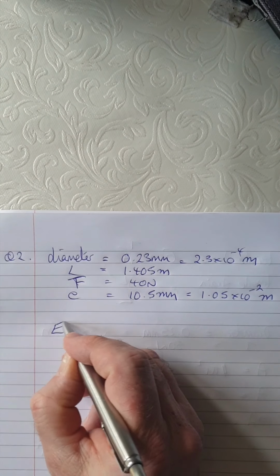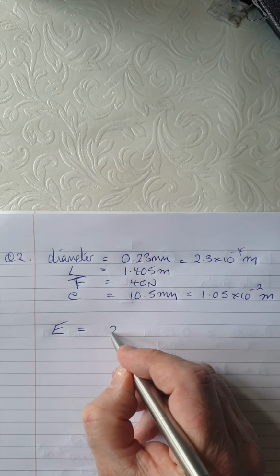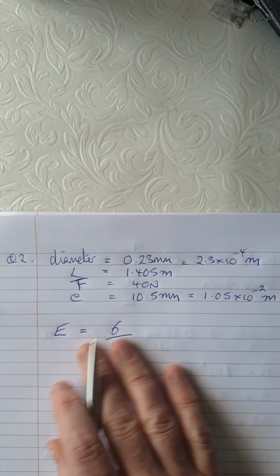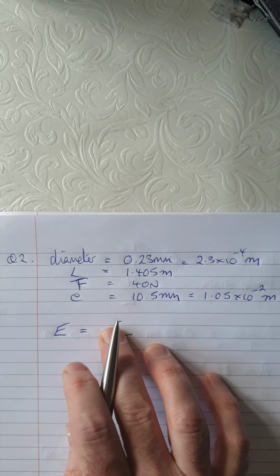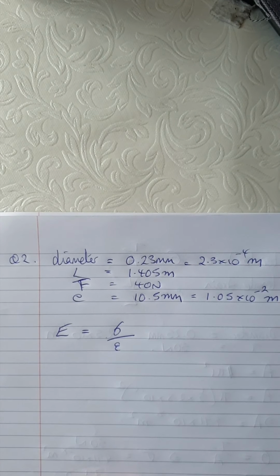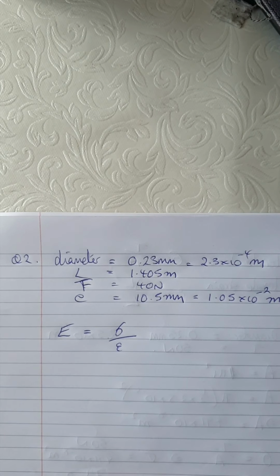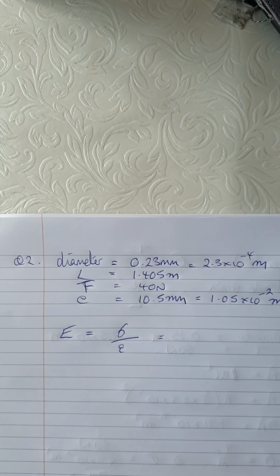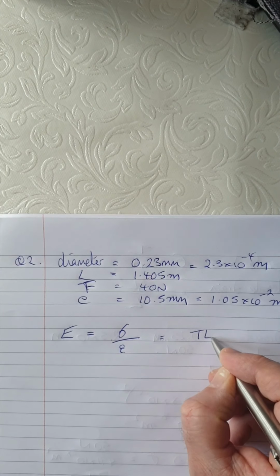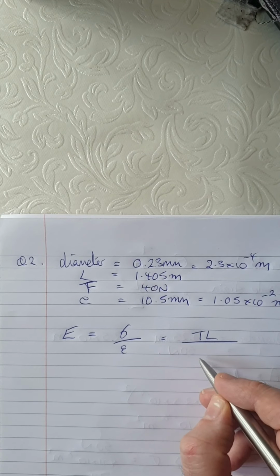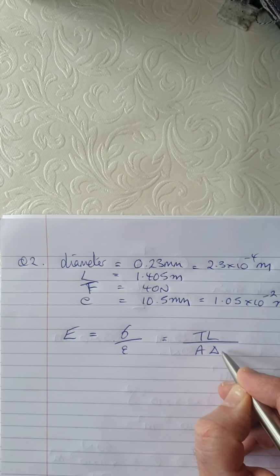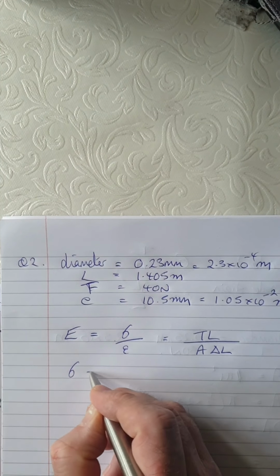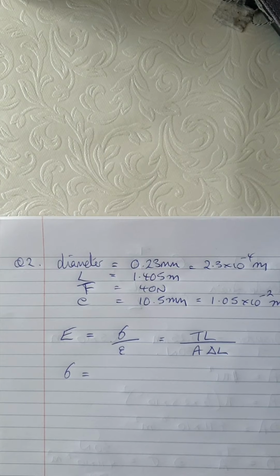Now, Young's modulus is defined as the ratio of the stress to the strain. And we've got two choices here. We can either work out the stress and the strain individually and then divide the answer for the stress by the strain, or using the algebra, we know that this is equal to tension times length divided by cross-sectional area times the extension. I'm going to do this by working out the stress and the strain individually.